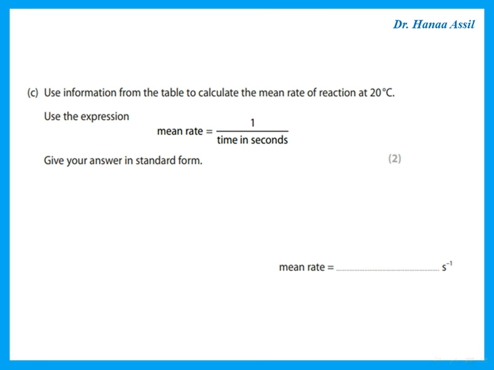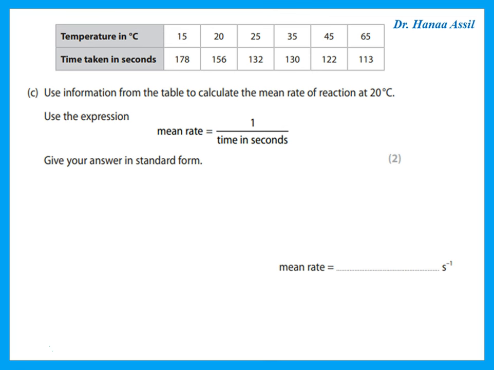Then he says, use the information from the table to calculate the mean rate of reaction at 20 degrees Celsius. And he gives me the equation. So he's saying the mean rate is 1 over time. So I go to the table and I find out at 20 degrees Celsius, what was the time? The time was 156. So the rate is 1 over that. So that gives me an answer of 0.0064. Is that my final answer?